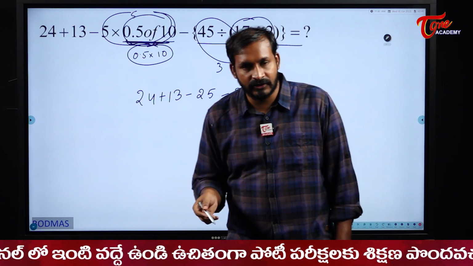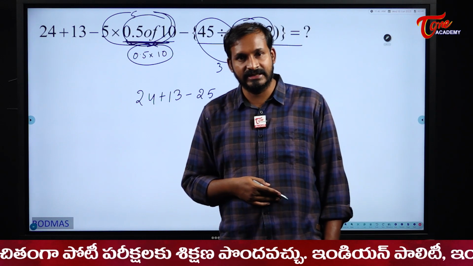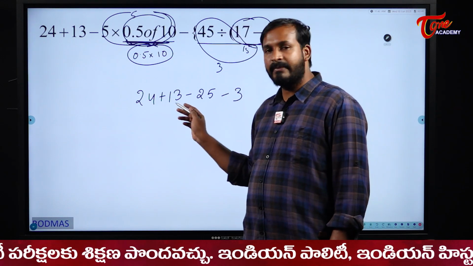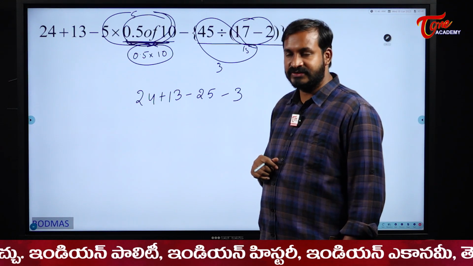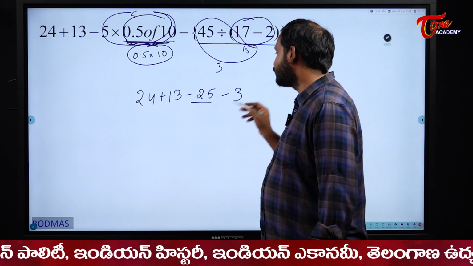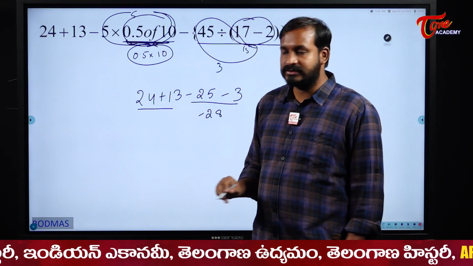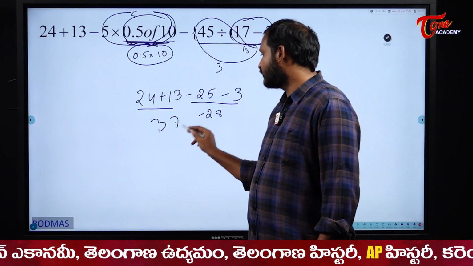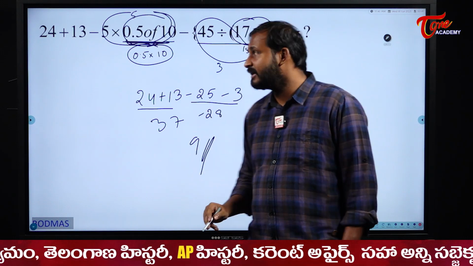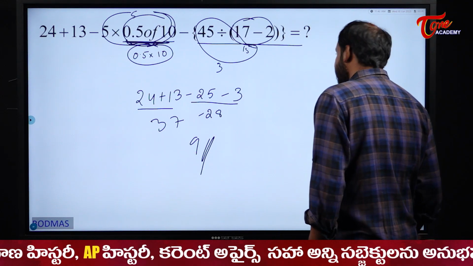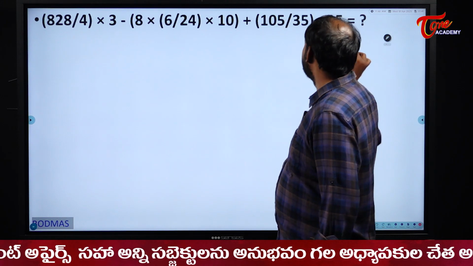As I already told you, you can do addition and subtraction simultaneously, there will be no problem at all. So please observe carefully. 24 plus 13 minus 25 minus 3. Minus 25 minus 3 will become minus 28. Plus 24 plus 13 becomes plus 37. So 37 minus 28 becomes what overall? 9. Okay.